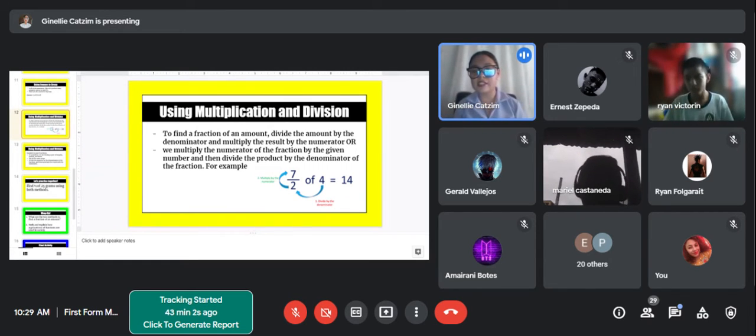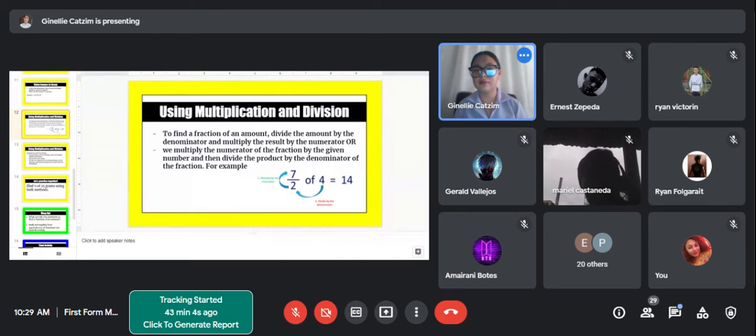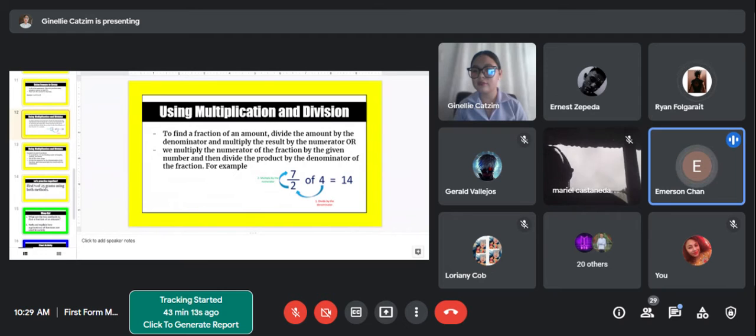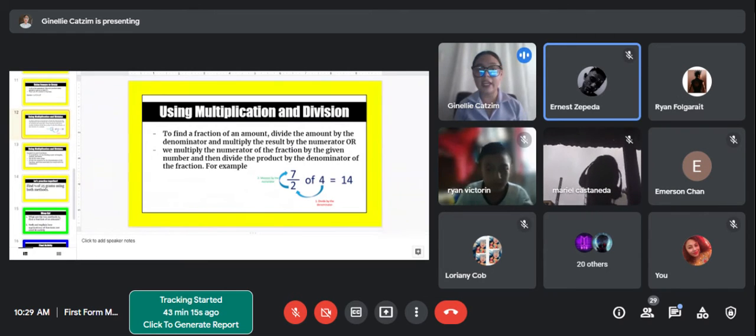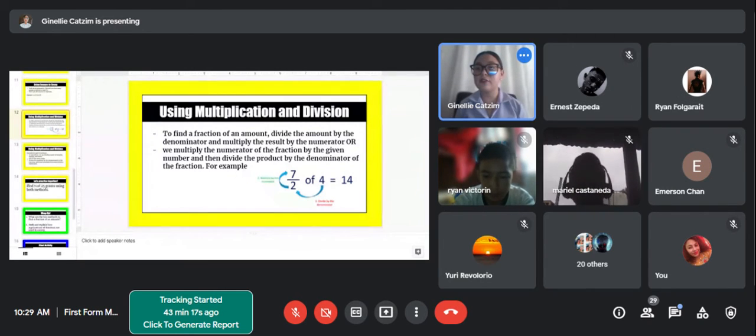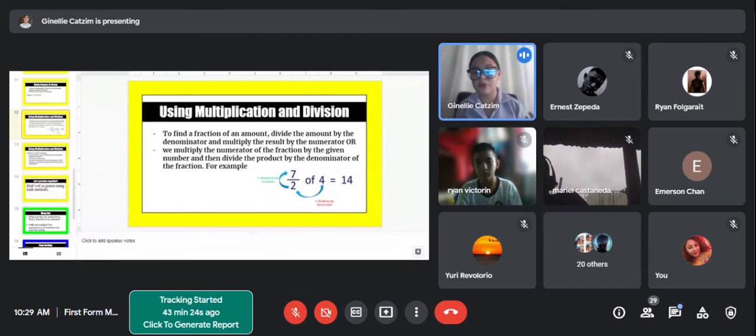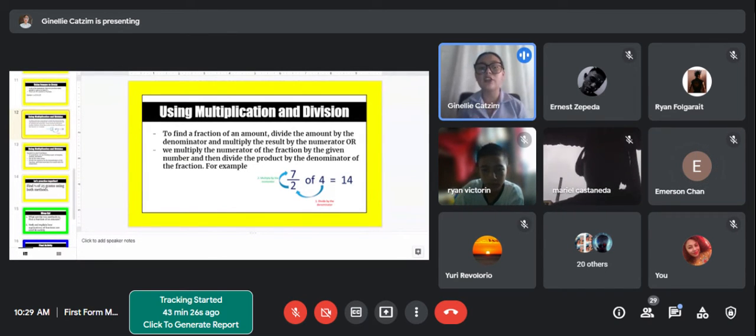7 times 4 is? 28. Very good, 28. So 28 divided by 2 is 14, right? So you can use either of those 2, but as you notice, you use multiplication and division, right?